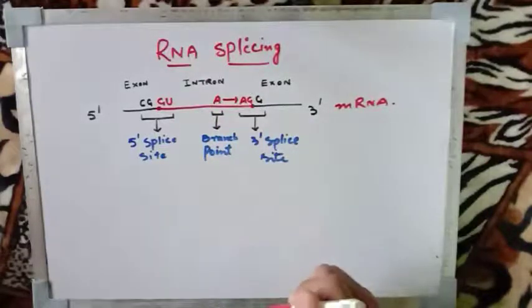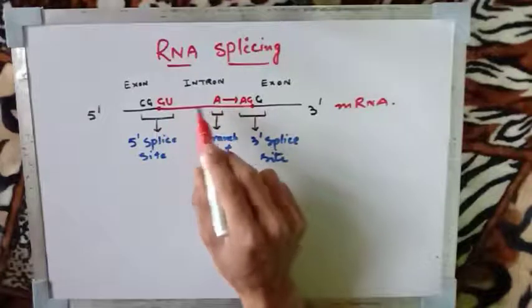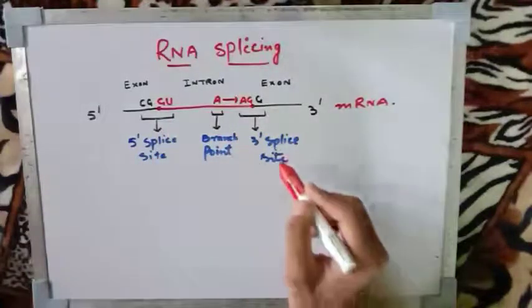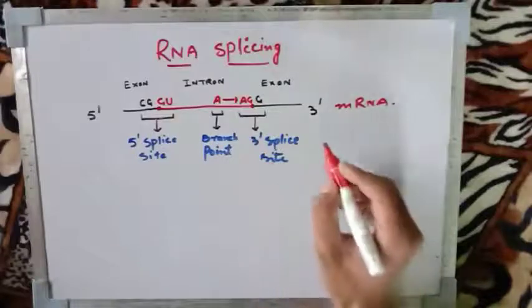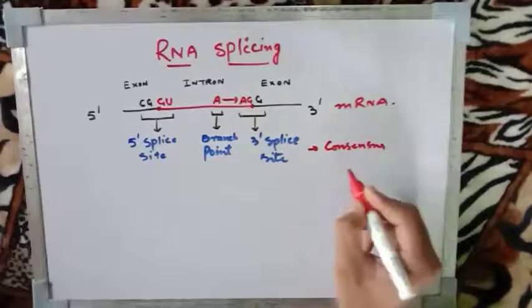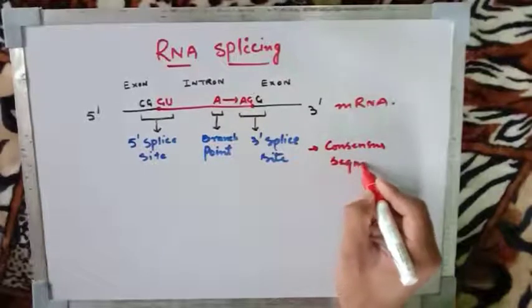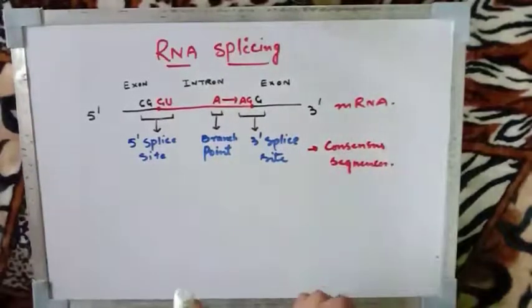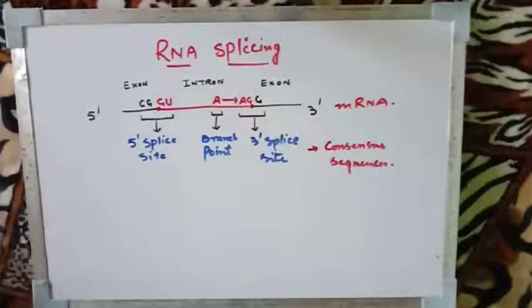All these sites, the 5 splice site, branch point site, and this 3 prime splice site, contain consensus sequences. What are consensus sequences? Consensus sequences are the sequences which are found in different species in the same orientation and at the same position.